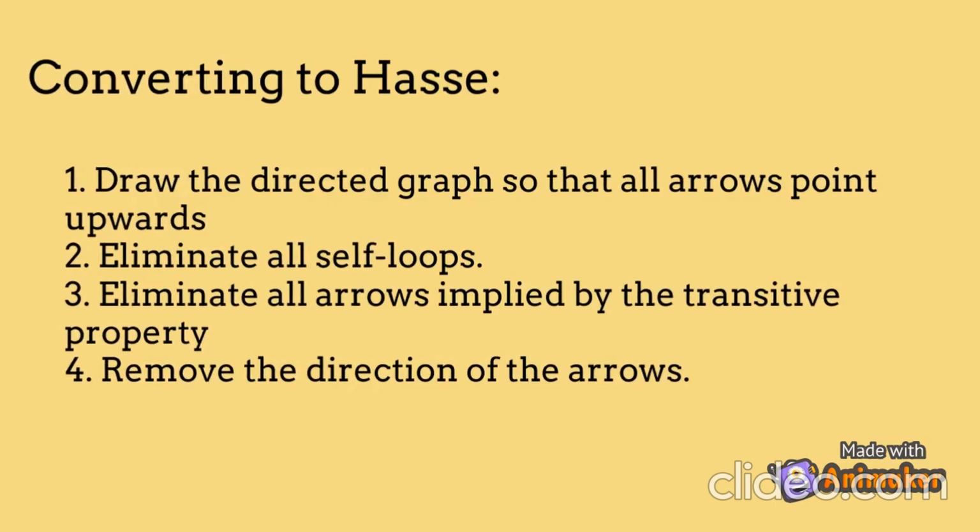There are four steps to convert to a Hasse diagram. The first one is to draw a directed graph so that all arrow points are upwards. Second is to eliminate all self-loops. Third is to eliminate all arrows implied by the transitive property. Fourth is to remove the direction of all arrows.